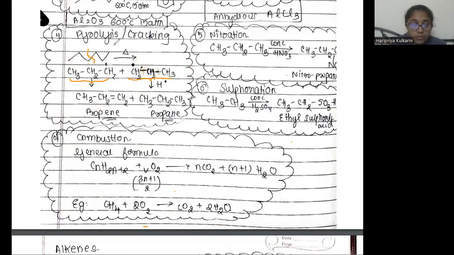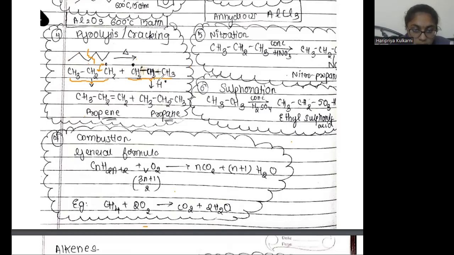Why? Because I broke a bond, so I'll get 2 radicals again, right? Homolytic fission that we just saw. With homolytic fission, we'll get 2 radicals in separate bonds. So first is CH3, CH2 free radical, plus the free radical CH2, CH3. In the first process, this radical I'll convert into a bond over here, so I'll simply get a double bond, that is propene.